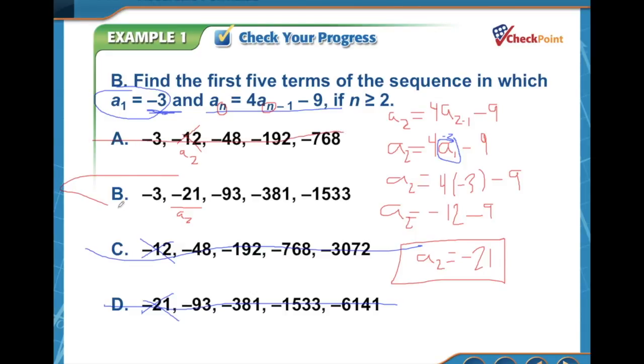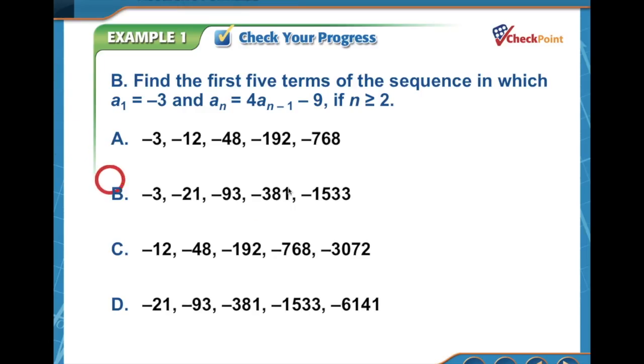That is option B. Based on our rule, we can clearly say our sequence must be negative 3, negative 21, negative 93, negative 381, and so on. So for 1B, we confirm letter choice B. Following our rule, we can find any term we want. We're only asked for the first 5, but you actually only need the first 2 to get your answer. So 1B, option B is correct.